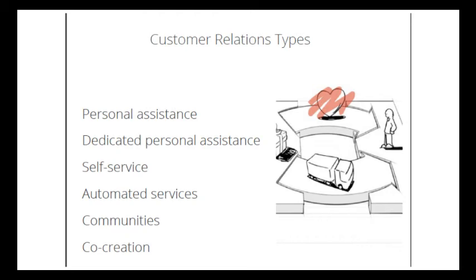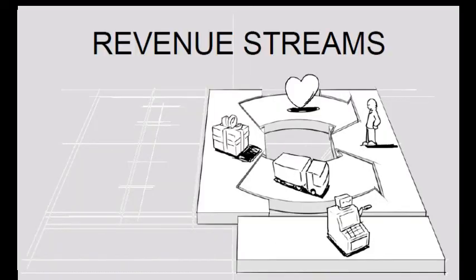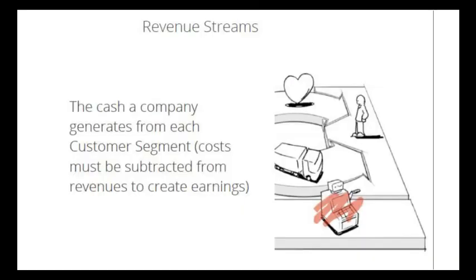The next on the BMC is your revenue streams. The revenue streams building block represents the cash the company generates from each customer segment. The cost must be subtracted from the revenue to create earnings. A company must ask itself, for what value is each customer segment truly willing to pay? Successfully answering that question allows the firm to generate one or more revenue streams from each customer segment.